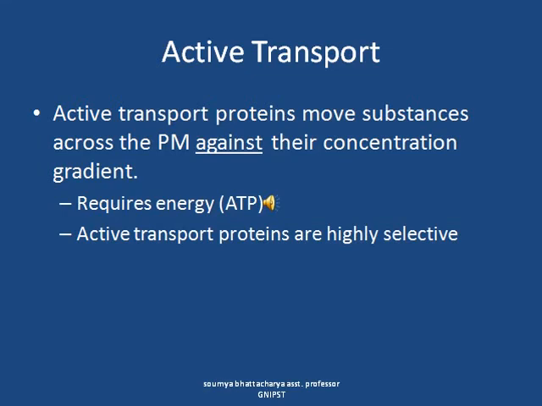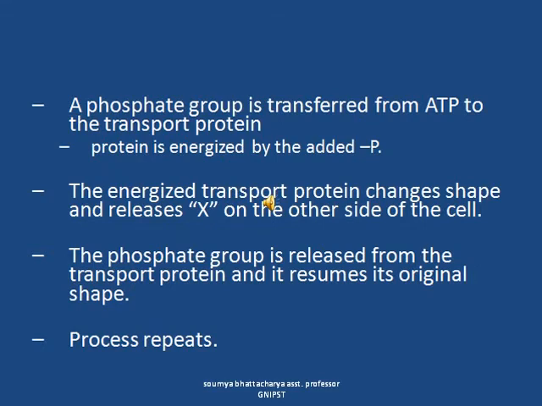In short, we can explain this process as follows: a phosphate group is transferred from the ATP to the transporter protein, and the protein is energized by the added phosphate group. The energized transport protein now changes its conformation and shape, and it releases the molecule that is to be transferred, which we can denote by X, on the other side of the cell. The phosphate group is now released from the transport protein, and it resumes its original shape and the process repeats.